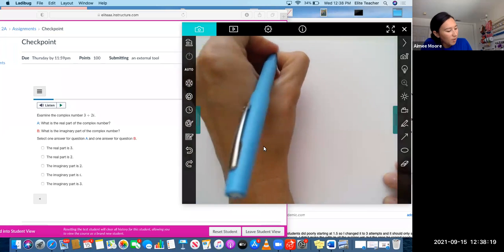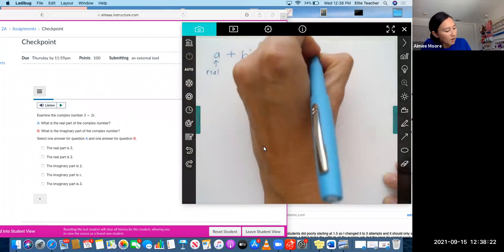Okay, so this is the checkpoint. Complex numbers.